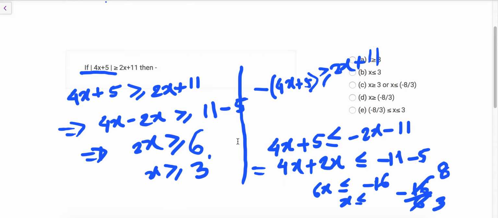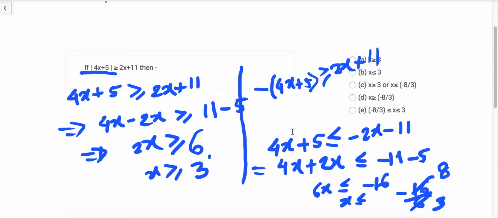Then again it will be tempting to just choose option A and go for the next question, but you must remember that if there is an absolute value, you must check both the conditions, either take it as a positive or take it as a negative number. So again, if we take the negative one, then we come to the conclusion that x is less than or equal to minus 8 by 3.